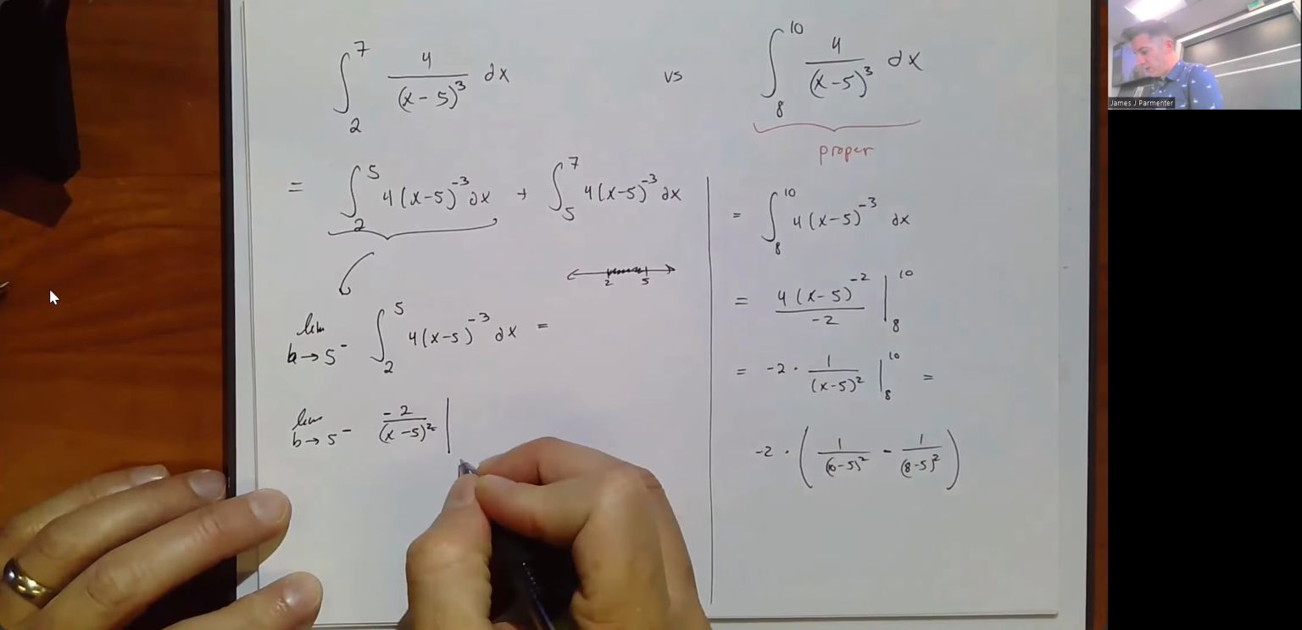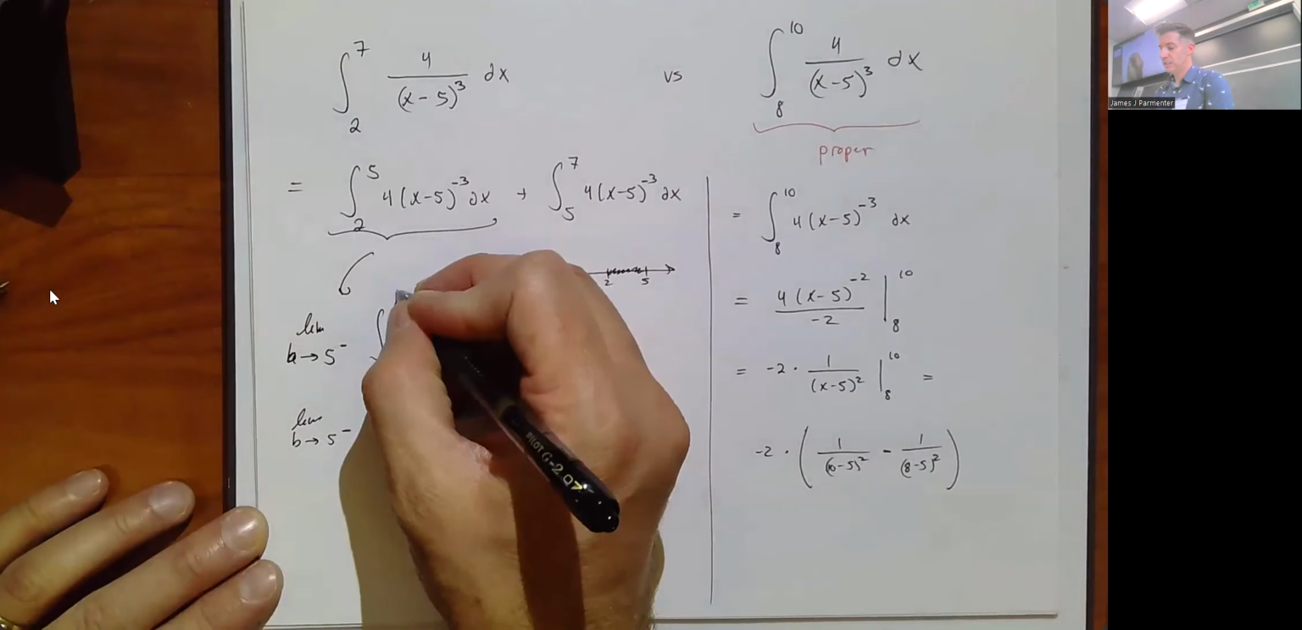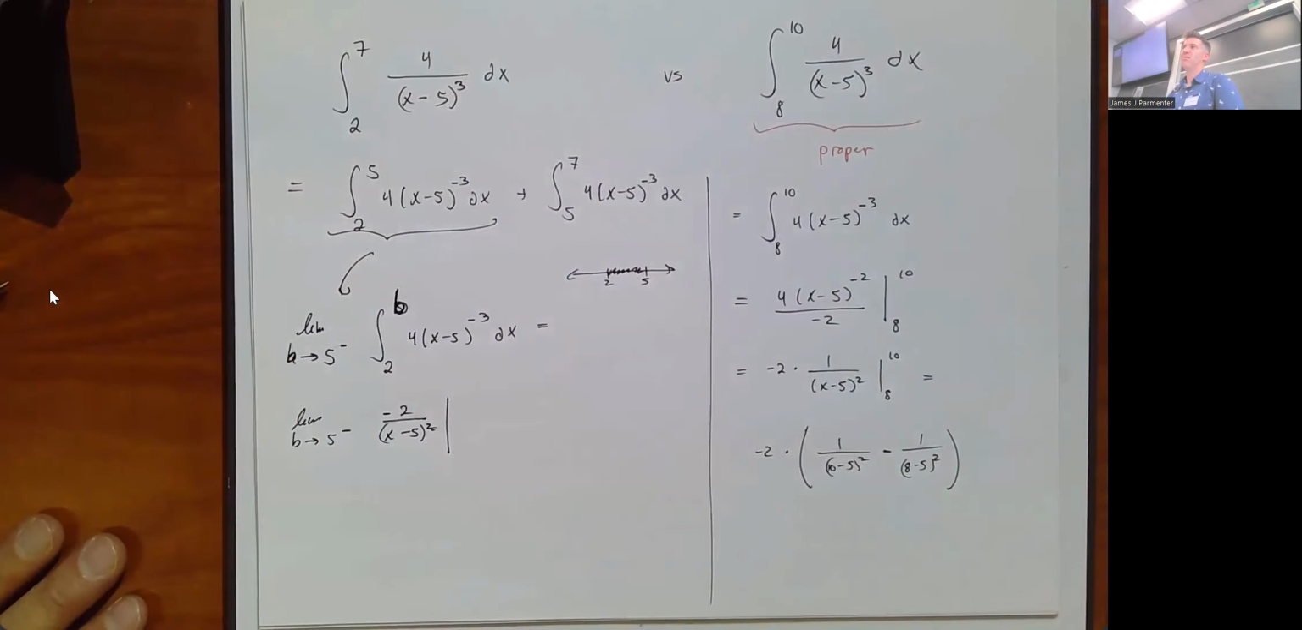I'm evaluated between, oh, wow, I made a mistake. It's not a huge mistake. I can easily fix it. But I did make a mistake when I wrote this integral. What did I write? I don't know. Can someone tell me what I did wrong? That's what I did wrong. That should have been a B there, not a 5.